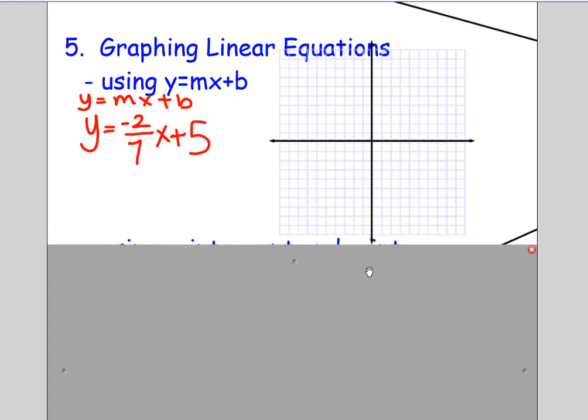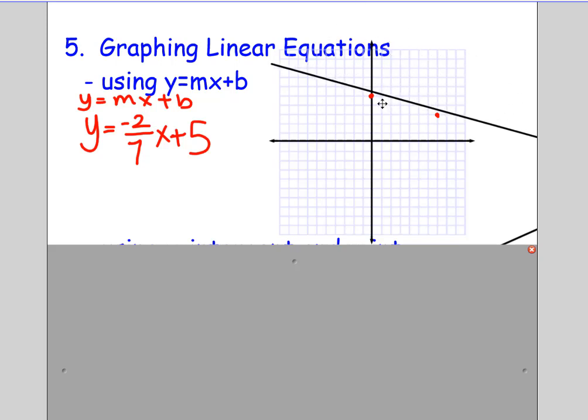So the steps are pretty easy. You make a little mark at the y-intercept. The y-intercept was at 5, so 1, 2, 3, 4, 5. And then you use the slope to get to your next point. So we're going to go down 2, and over 1, 2, 3, 4, 5, 6, 7, and make a mark. All you need is 2 points to graph a line.